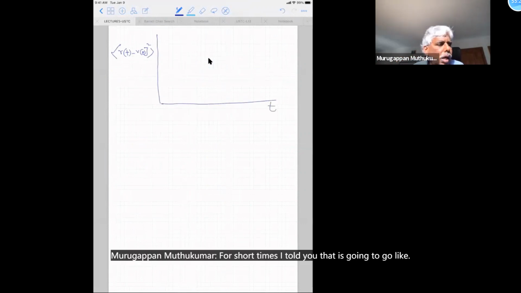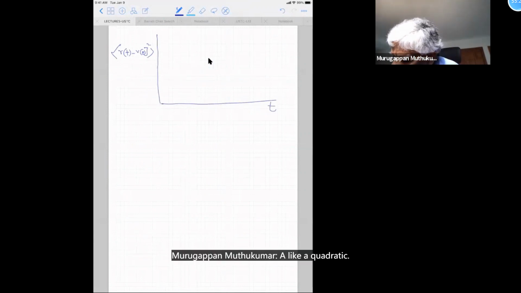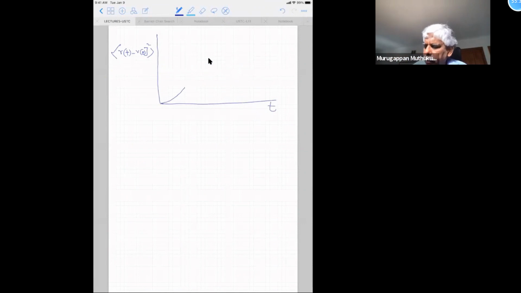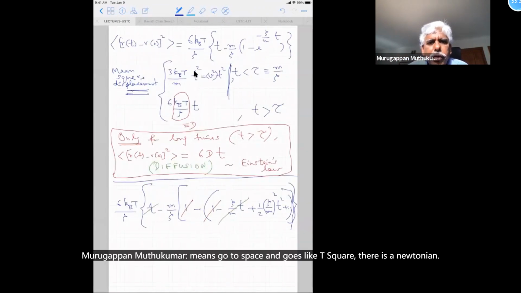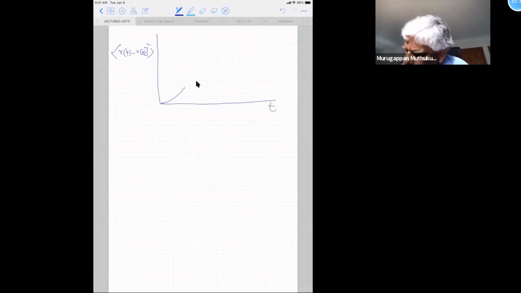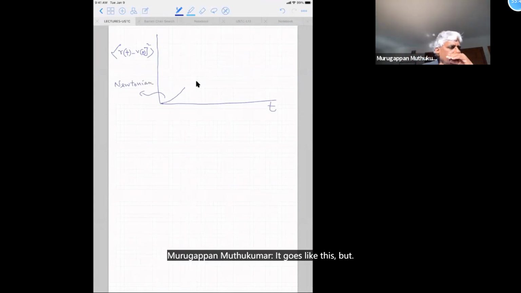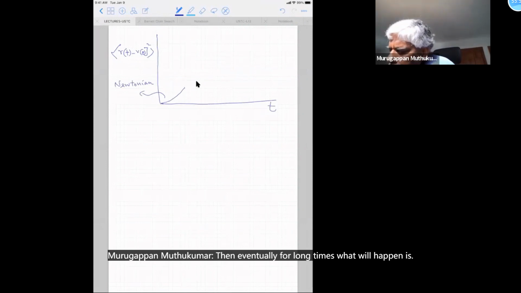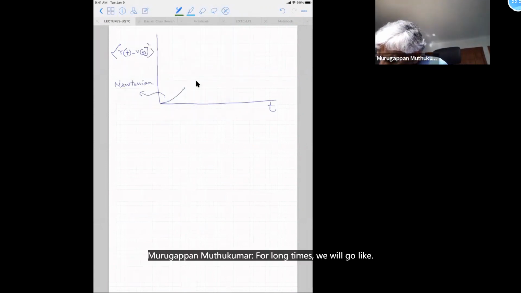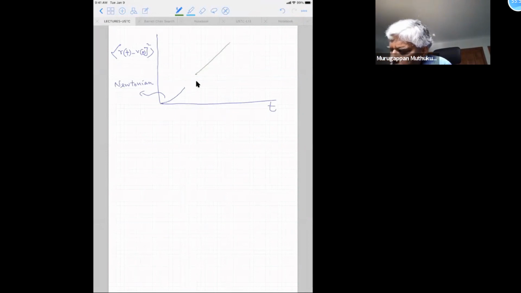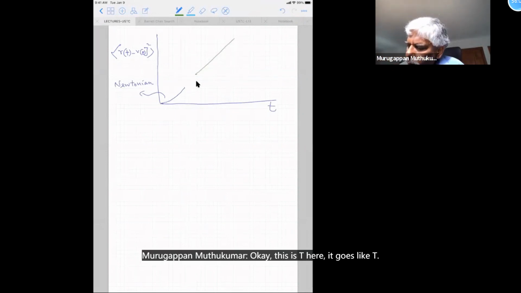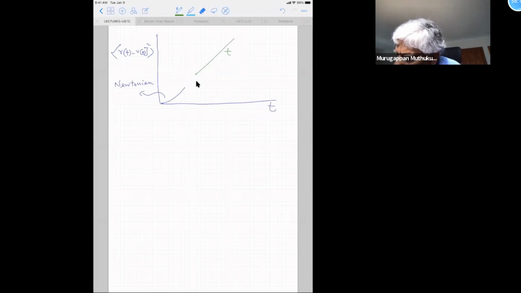For short times, I told you that it's going to go like quadratic, right? Because it's a t squared. Mean square displacement goes like t squared. That is Newtonian dynamics, ballistic. It goes like t squared. Then eventually, for long times, it will go linear. Here it goes like t. Here it goes like t squared.